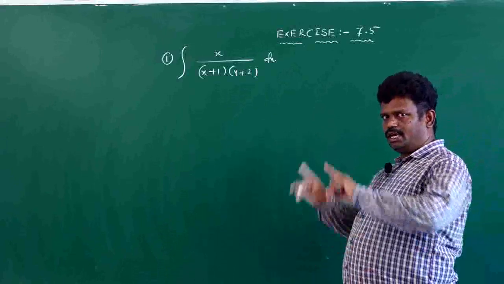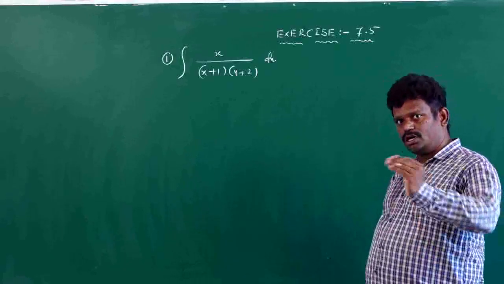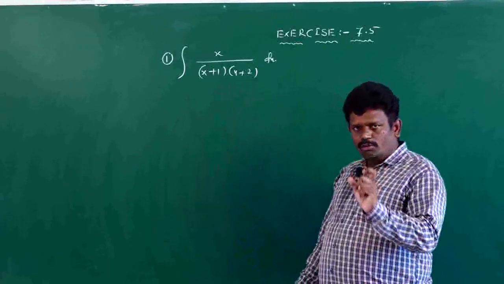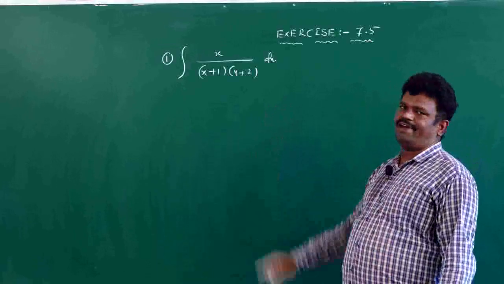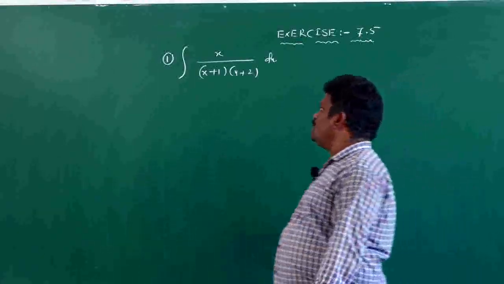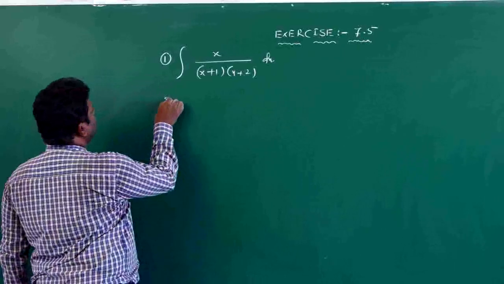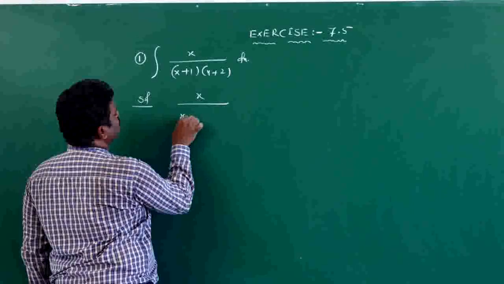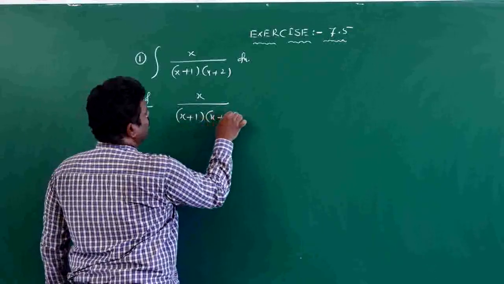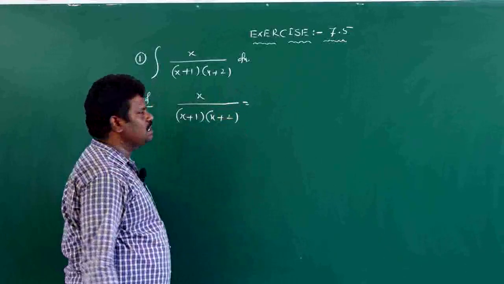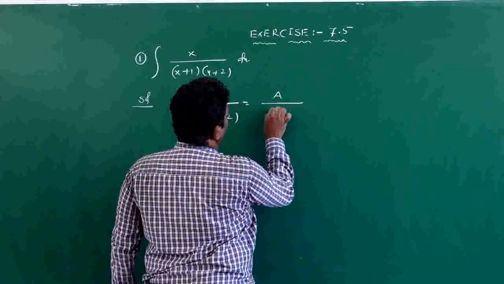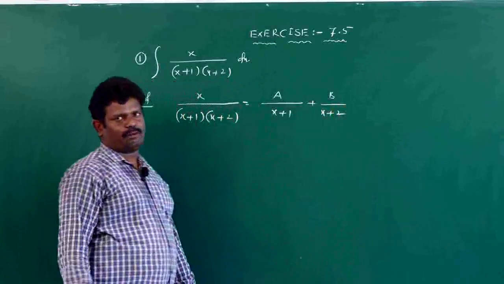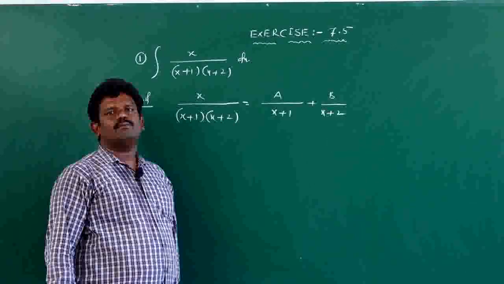Just recall that table: if any rational fraction is given and you want to convert it into partial fractions, what is the condition here? The denominator has non-repeated linear factors. So how do we write it? First we take the given rational fraction x by x plus 1 into x plus 2 is equal to a by x plus 1 plus b by x plus 2, representing the given rational fraction in terms of partial fractions.